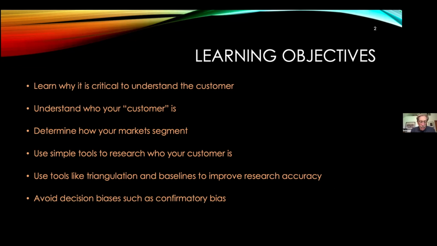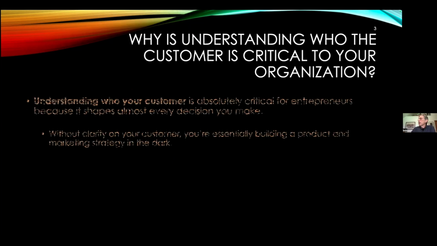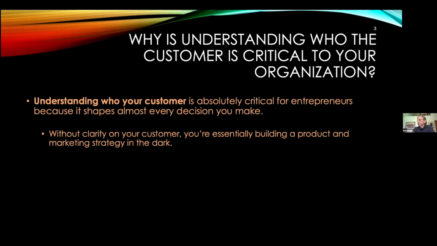But there's a tendency among entrepreneurs to have something called a confirmatory bias, which means that I only look at information that confirms my point of view. I don't look at information that contradicts my point of view about why my product is going to be successful. And biases are a critical problem. Decision biases are a critical problem that entrepreneurs face. So let me move forward and talk about why it is so important to understand your customer.